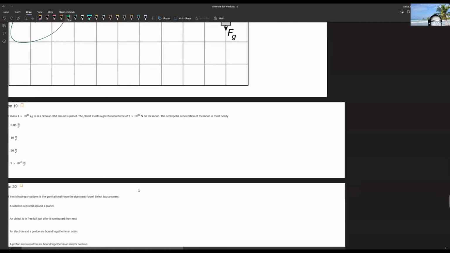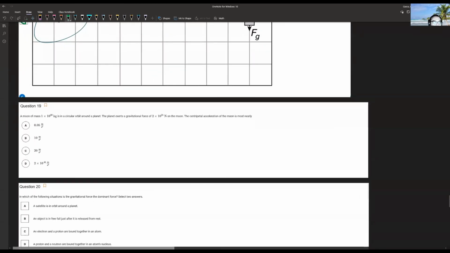Let me know. Number 19. A moon of mass 1 × 10^20 kilograms is in a circular orbit. The planet exerts a gravitational force of 2 × 10^21 newtons on the moon. And they want us to find out the centripetal acceleration of the moon is most nearly.